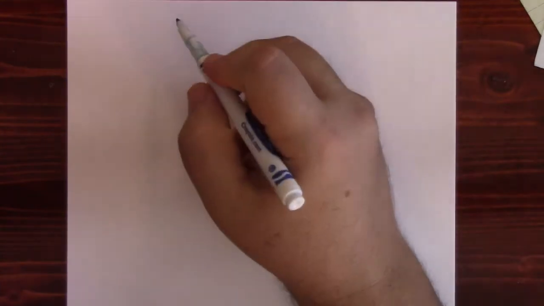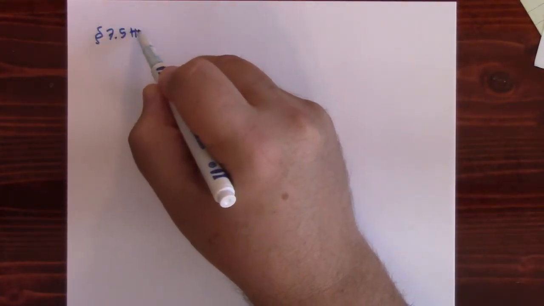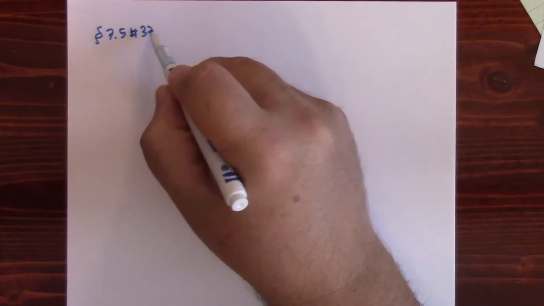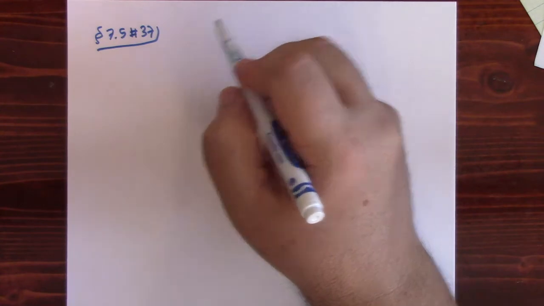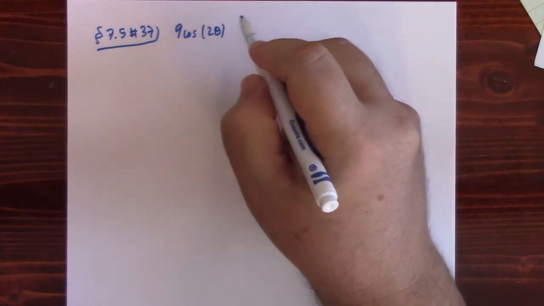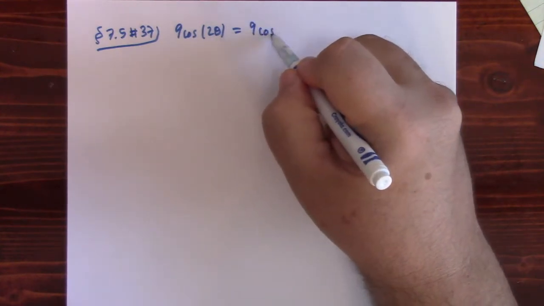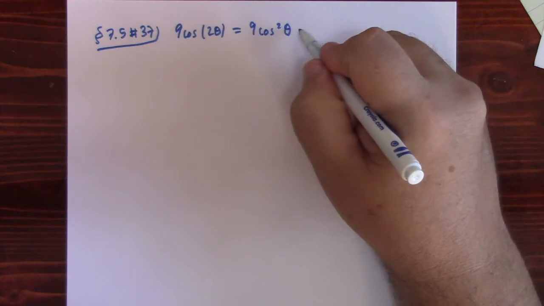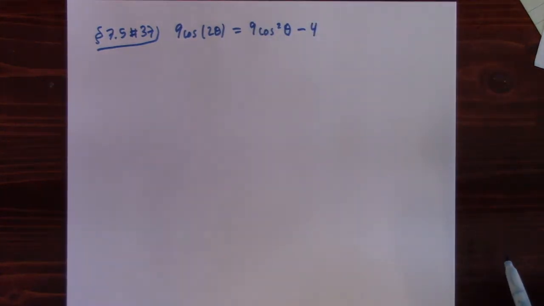Supposed to solve section 7.5, number 37. I have sentenced myself to solving 9 cosine 2 theta equals 9 cosine squared theta minus 4. Interesting. Alright, so if we could convert everything to cosine theta, we might have a quadratic in cosine theta, which would be better.